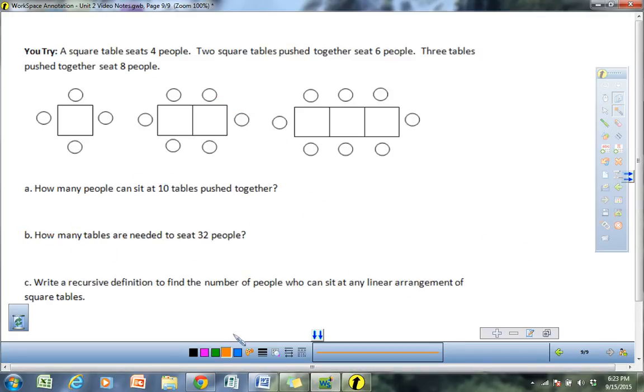Okay, please give this a try. Hit pause and then unpause it to check your answer. So for A you should get 22 people. For B you should get 15 tables. And for C you should get U sub 1 equals 4, U sub n equals U sub n minus 1 plus 2, and n is greater than or equal to 2.